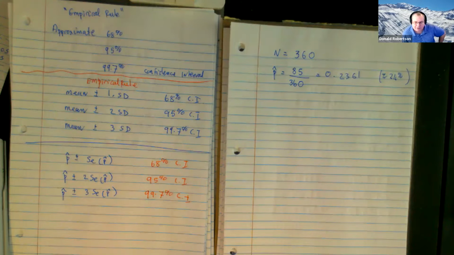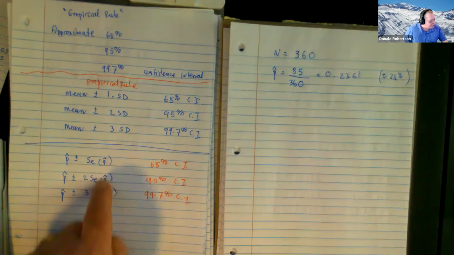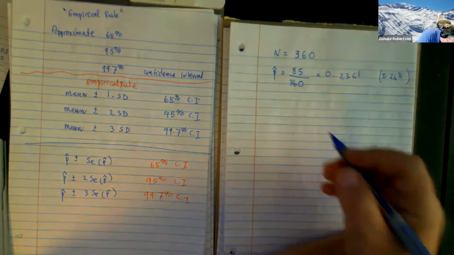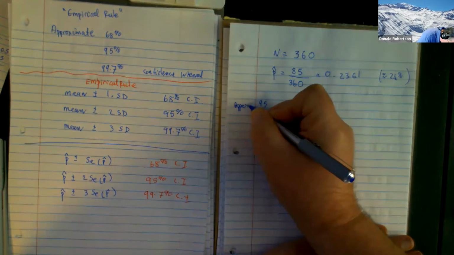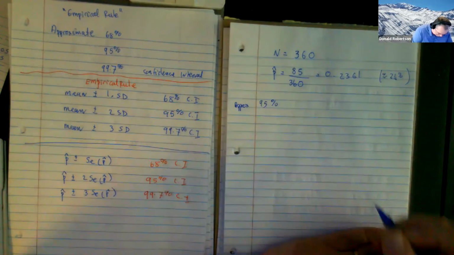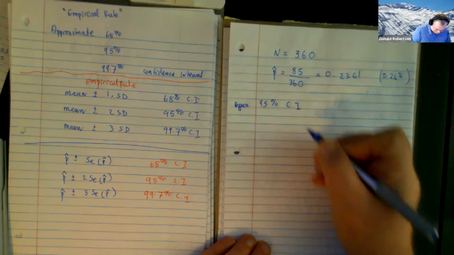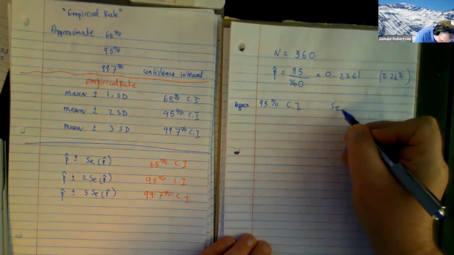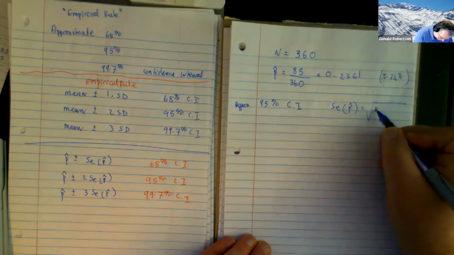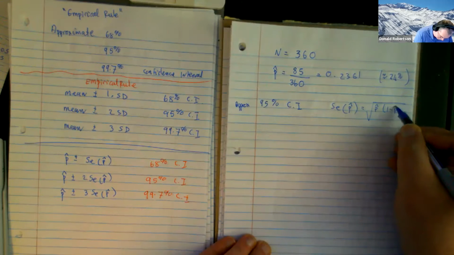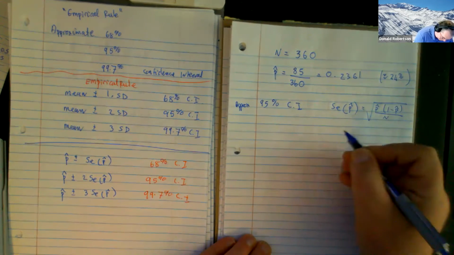But that doesn't give me any kind of idea of how good an estimate is. I mean, couldn't I be miles off or couldn't I be pretty near? Wouldn't it be useful to know? Which is what this is for. So what I'm going to do is find an approximate 95% confidence interval. So to do that, I need to calculate the standard error. So I need to find the square root of p hat times 1 take away p hat, all over n.